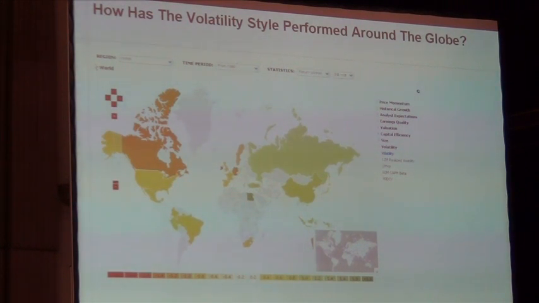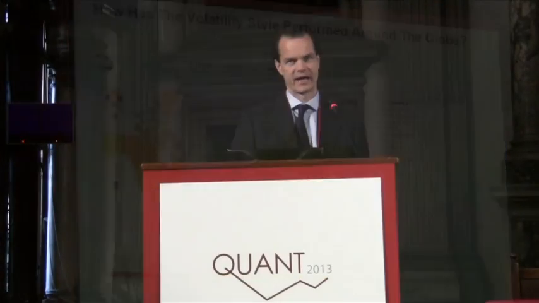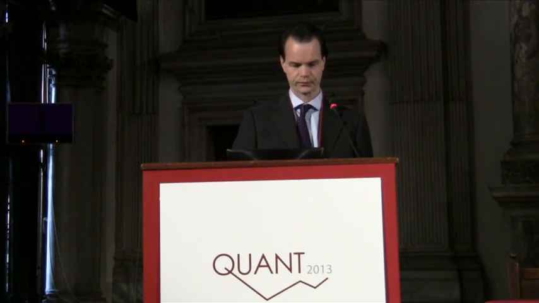Although the period you look at is actually very important. Because if you look at the run-up into the technology bubble, volatility clearly outperformed everywhere. Whereas when you look at the run-up into the 2008 crisis, low volatility outperformed everywhere.